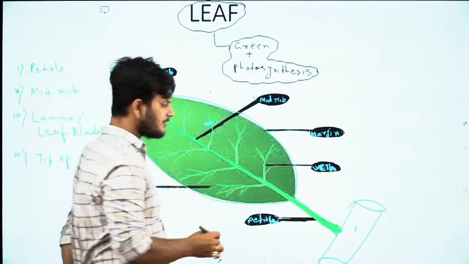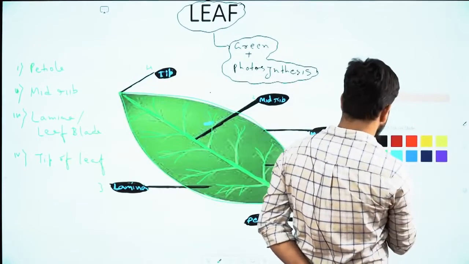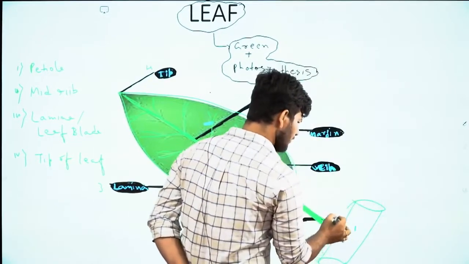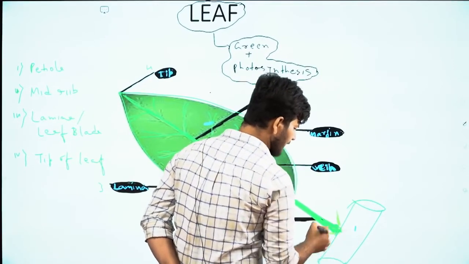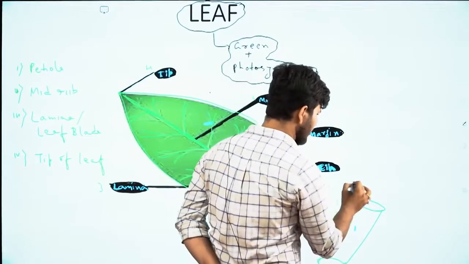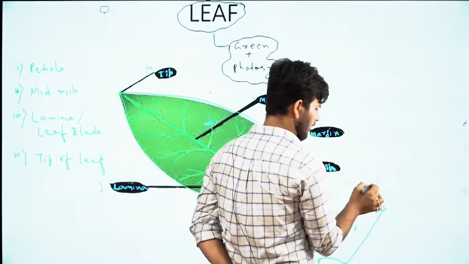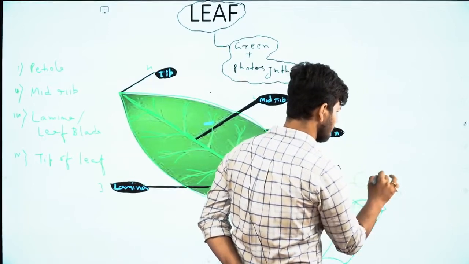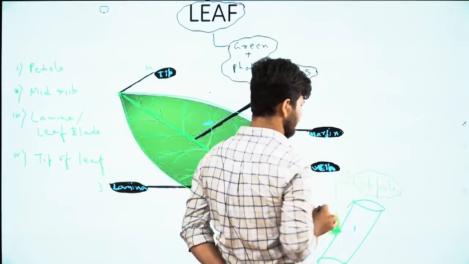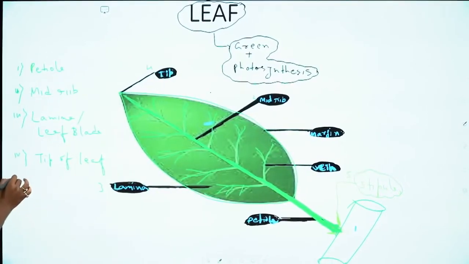And sometimes a special type of structure is found here. I am showing it with a light color, and this structure which is just attached to the petiole is termed as stipule. We will discuss it later. This stipule, I am labeling it as 5. Let me write it here. This structure is called stipule.